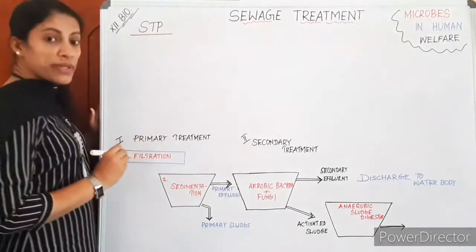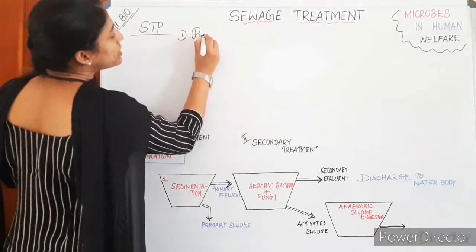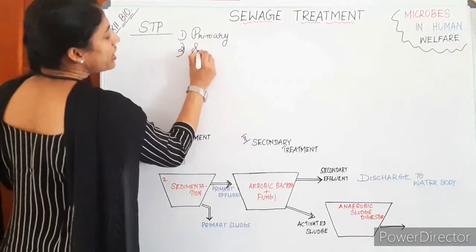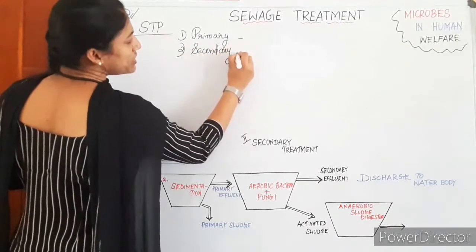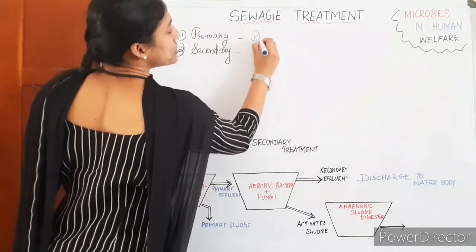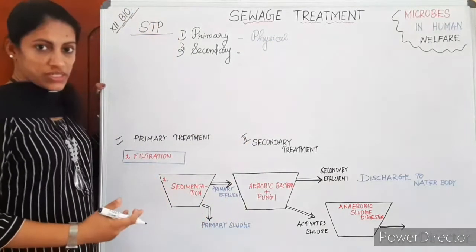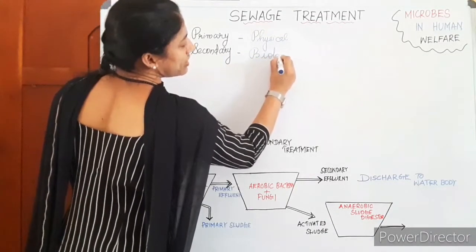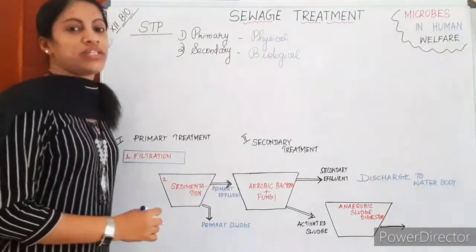In the sewage treatment plant, there are mainly two steps: primary treatment and secondary treatment. The tertiary treatment we also discussed. The primary treatment is a physical, mechanical process, whereas secondary treatment is fully biological. This is our area of concern. Microbes are used in the secondary treatment.